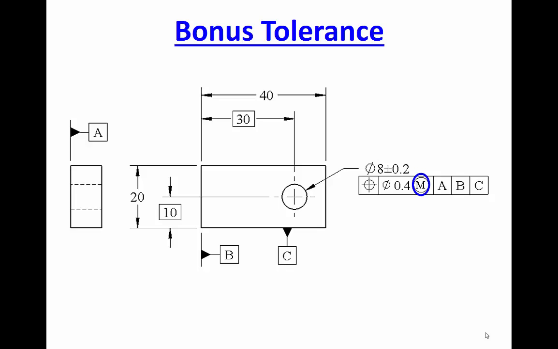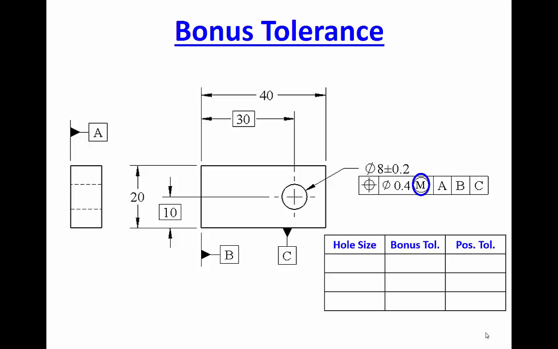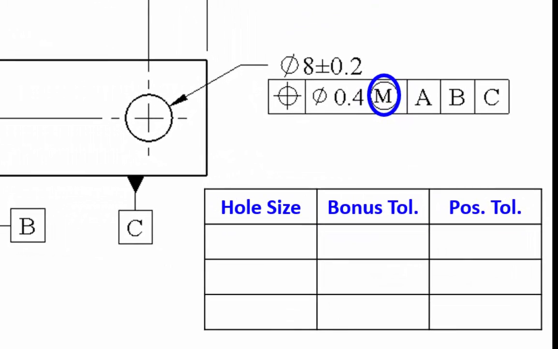Therefore, if the hole was larger, then there would be more clearance with its mating part, allowing the hole to be further away from its perfect position and still fit in the assembly. In other words, if the hole is larger than MMC, we get a bonus tolerance equal to the amount of oversize. Here's a table where I will show you some examples.